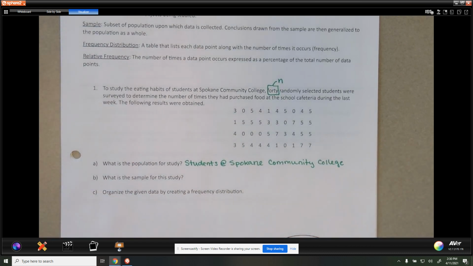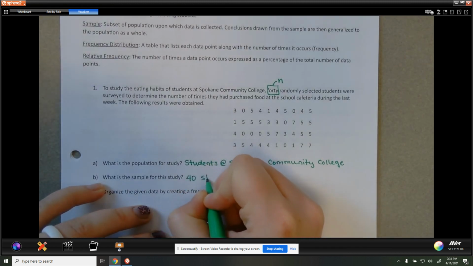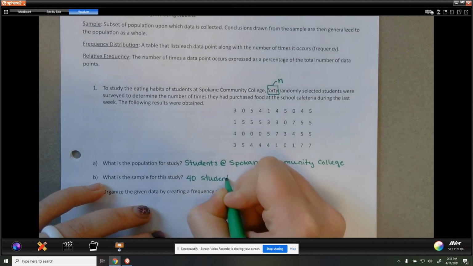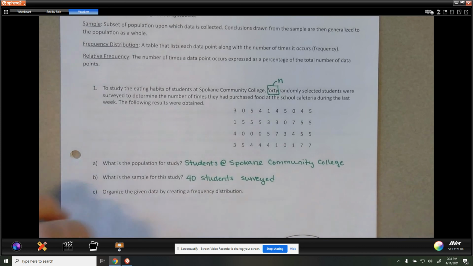All right. What is the sample of this study? Well, these are the 40 people that we randomly surveyed. So 40 students surveyed. Okay, the smaller group, obviously there's not only 40 students at SCC, but we're only going to use 40 to kind of give us an example of the general population.